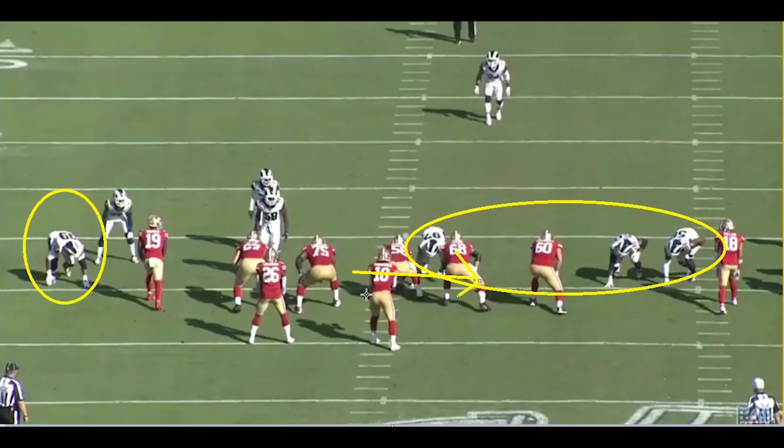So again, Jimmy Garoppolo is going to come to the line, and he's going to see this. So just like the play earlier in the game where Donald gets a sack, he's now going to be sped up on his progression. It's going to be harder for him to hold that ball long enough for his routes to develop.